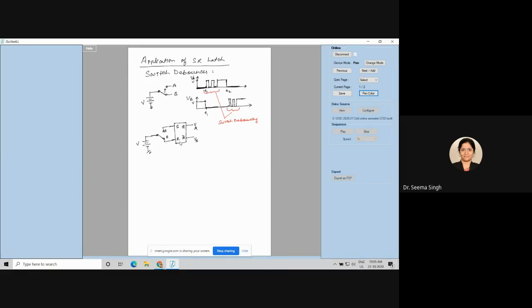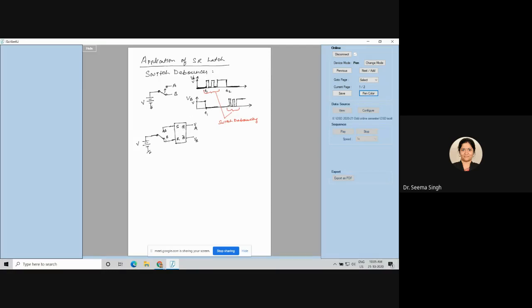No problem. Now how is this debouncing taken care of? The time when it goes from B to A and it touches A, it sets it, right? It sets it. VA becomes 1. For example, here only.